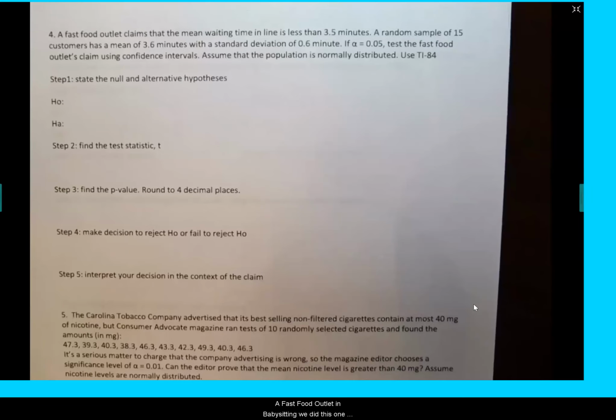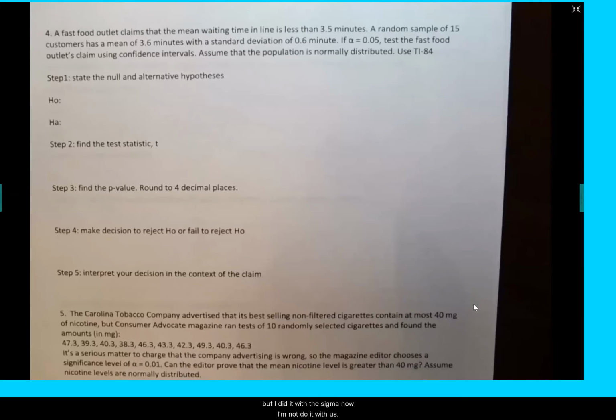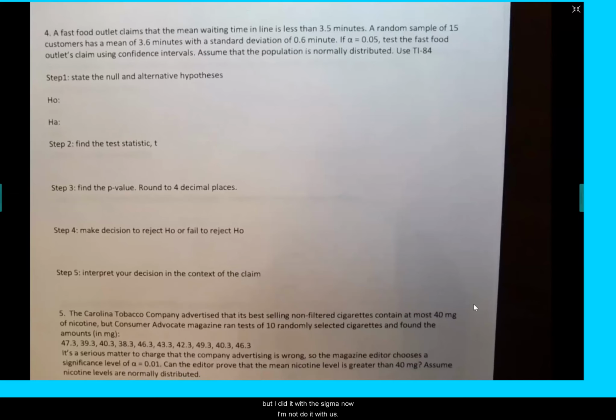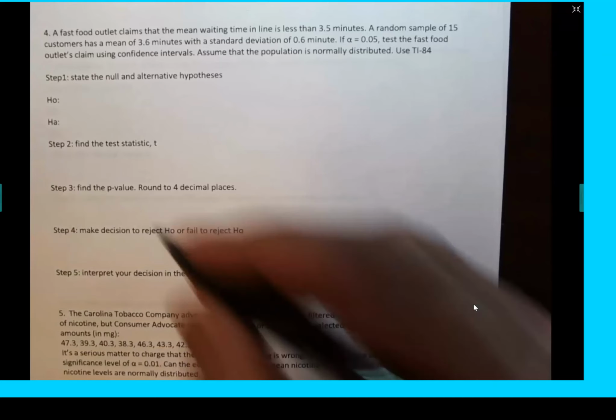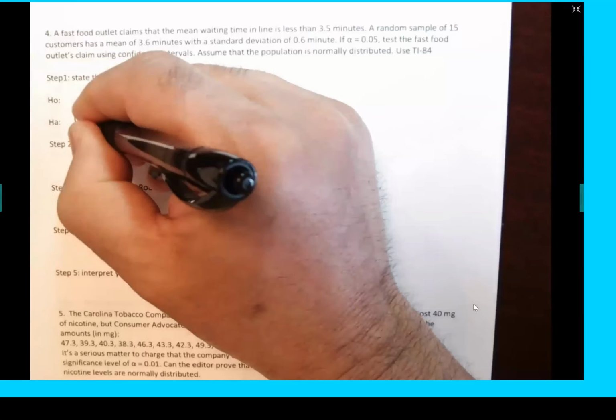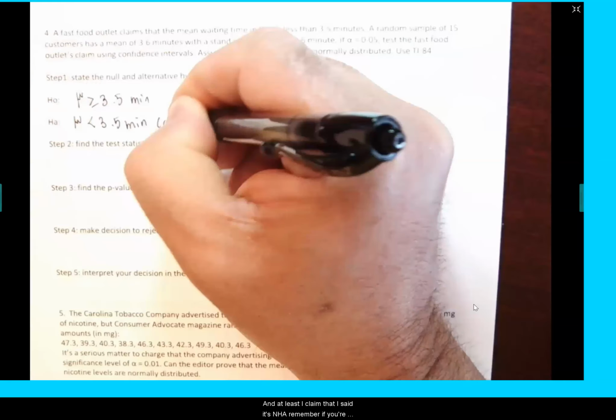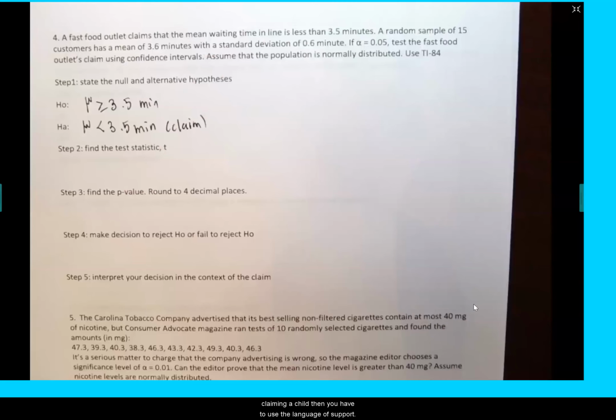A fast food outlet, maybe you think we did this one, but I did it with the sigma. Now I'm going to do it with the S. A fast food outlet claims that the mean waiting time in line is less than 3.5 minutes. We did a 3.3 minutes. So let's write the claims. H0 is greater than or equal to 3.5 minutes. And here's the claim, guys. It's in HA. Remember, if you're claiming HA, then you have to use the language of support or not support.